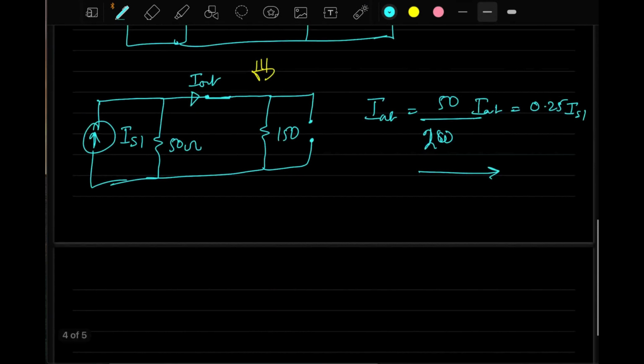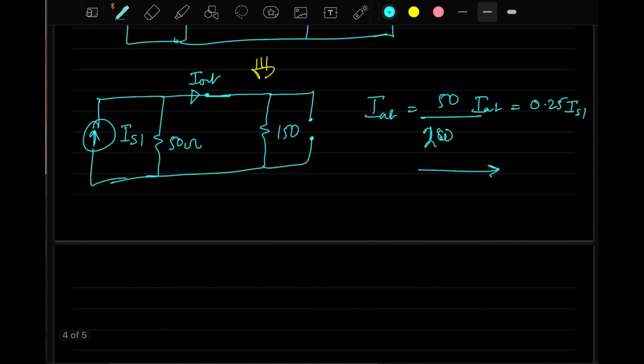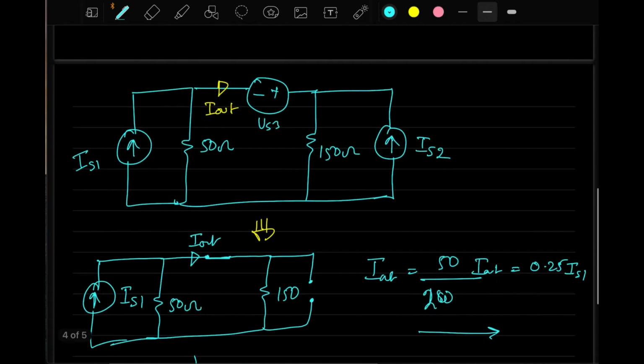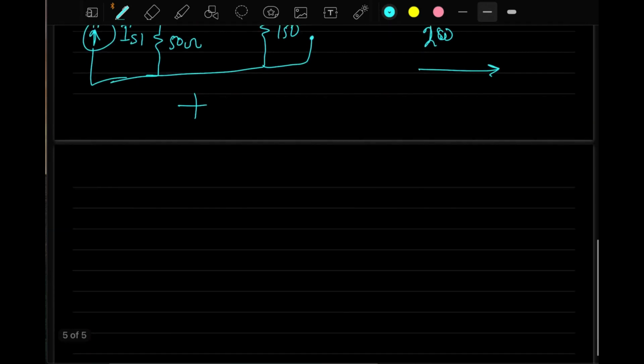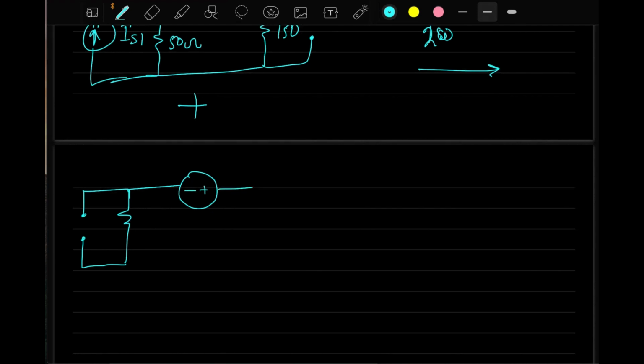Now the second thing: it's not over yet. We have to add a plus because we have three different sources. In the second circuit, it will be 50 ohms. This will be open circuited here. Then you have a voltage source, which is VS3. Then you have a resistance. So it's 50 and 150, and this is also open circuit.